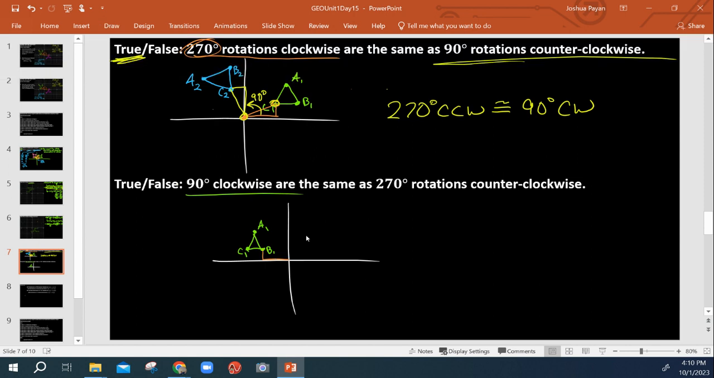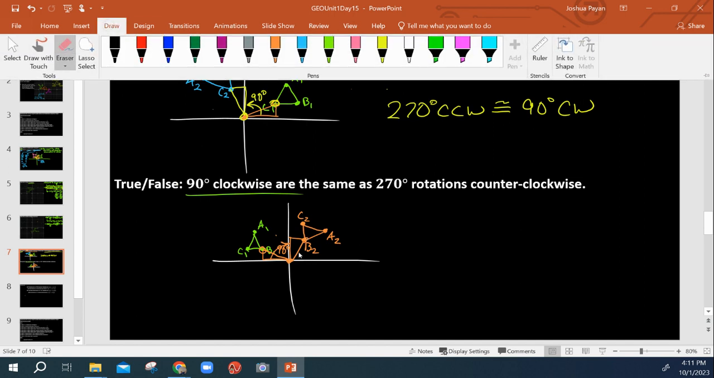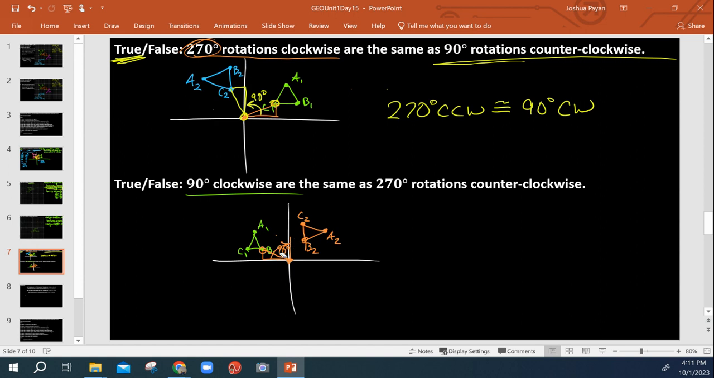So I'm going to take this guy and I'm going to go 90 degrees clockwise now. So 90 degrees to here. It's going to put me about like that. So I know B2 is going to be here, which means C2 and A2 will be here. Okay, so now let's do what the conclusion here is saying.